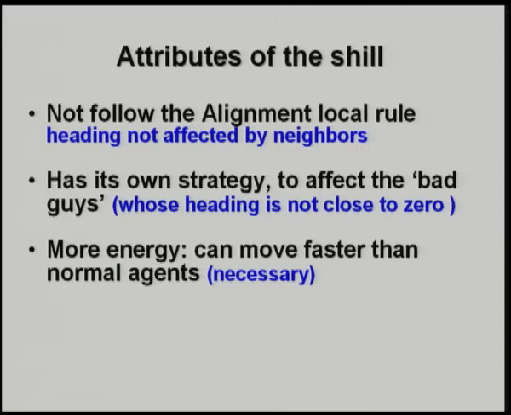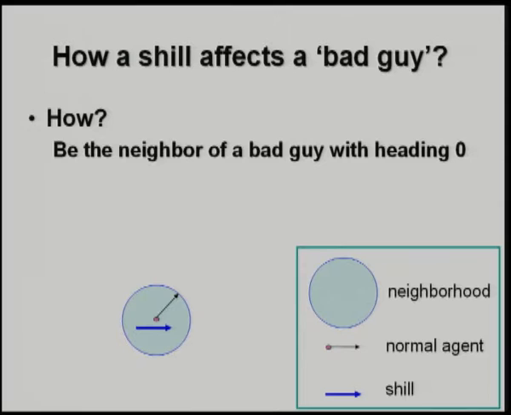Okay, then how a shield affects the bad guy is very simple. That is to be the neighbor of the bad guy. So in this case, this is this guy. This is a normal agent, and its heading is not 0. And this is a shield, and the shield is inside the neighborhood of this bad guy. And then after 2 steps, the bad guy almost converged to heading 0.